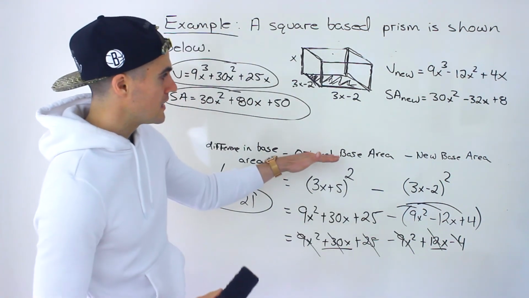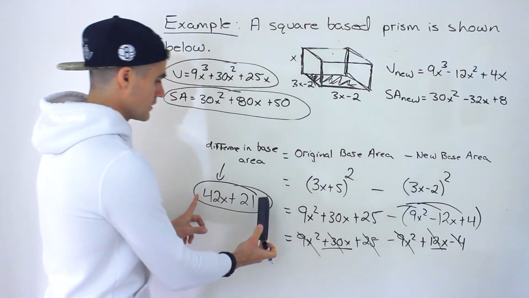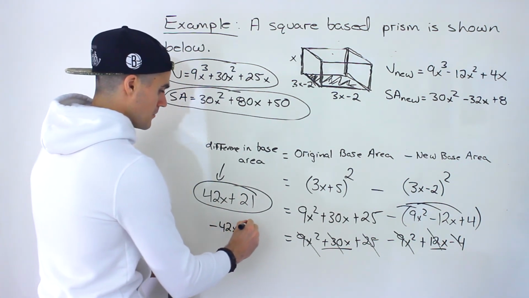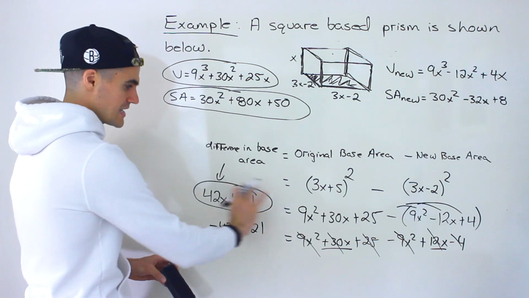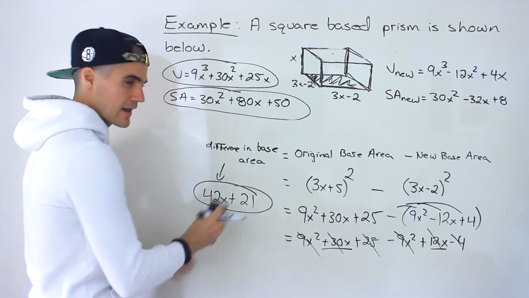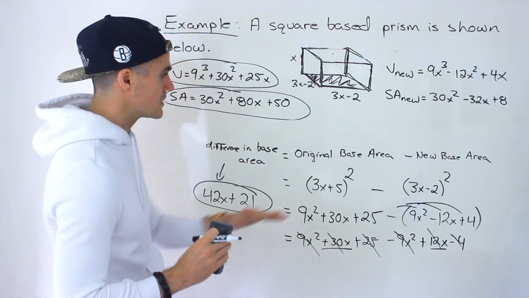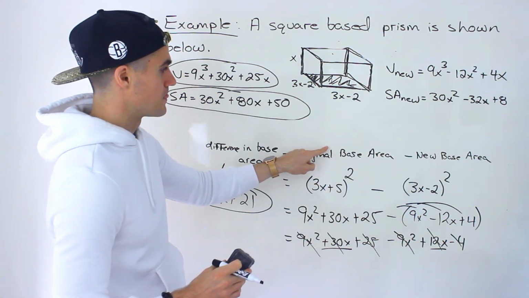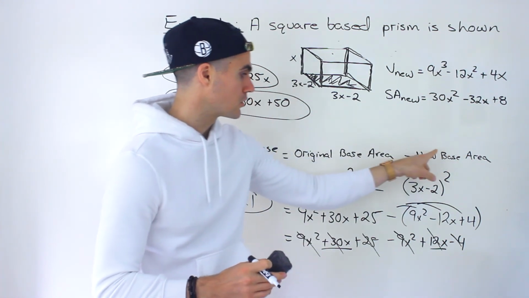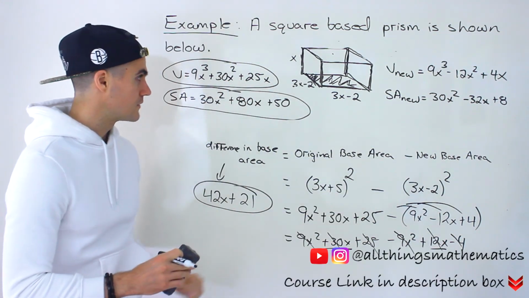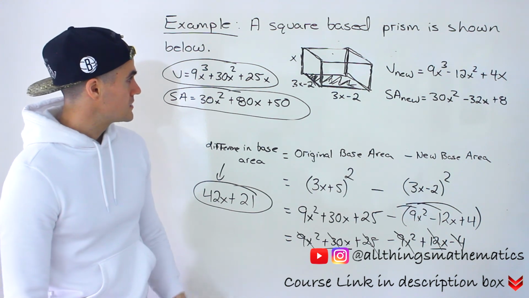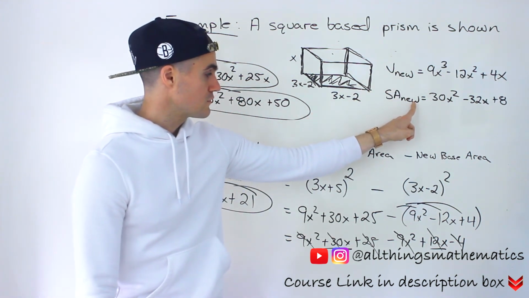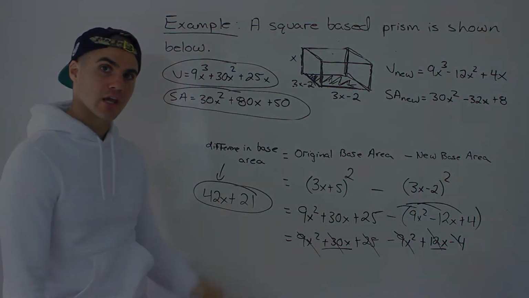Right, if you did the new base area minus the original base area, basically all the signs here would be switched. This would end up being negative 42x minus 21. But just to keep this positive, keep that difference as an absolute value, because the original base area was greater, what I did was I just subtracted the new base area, the smaller amount, in order to get a positive expression over here. All right, so that's the original volume surface area, the new volume surface area, and then that's the change in base area.